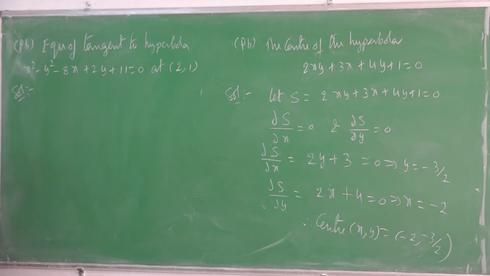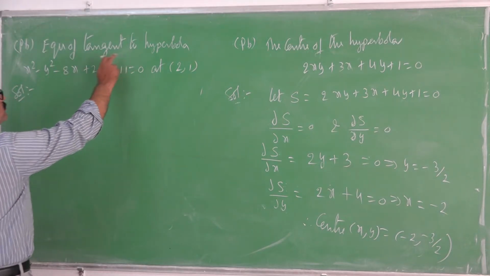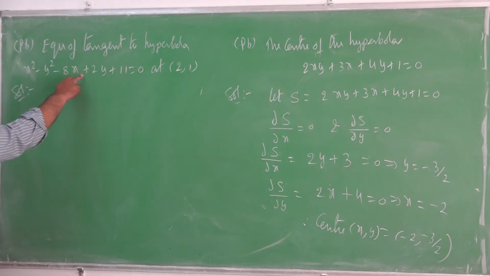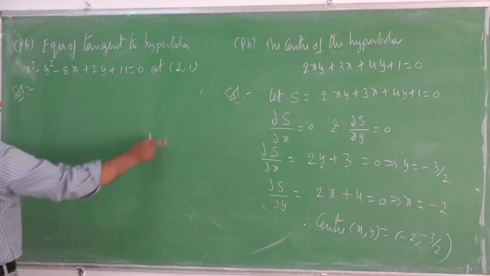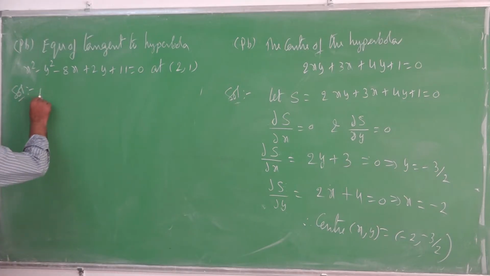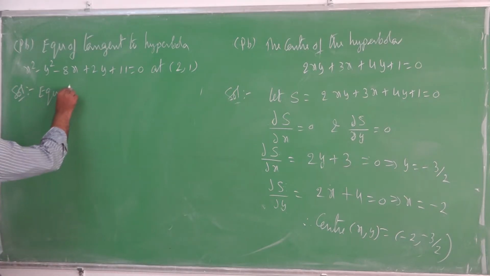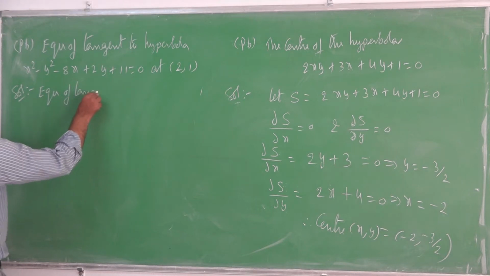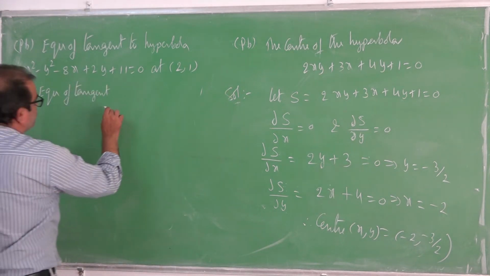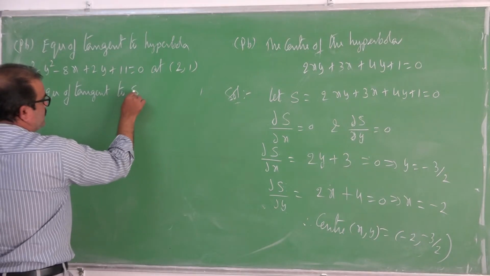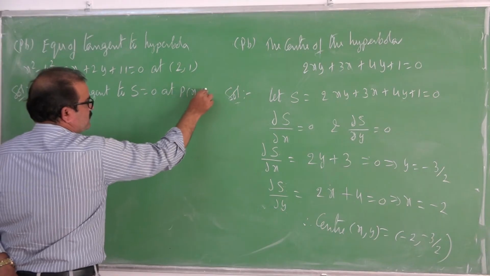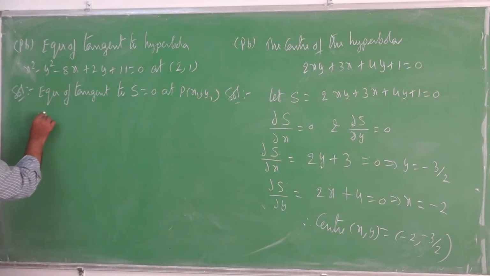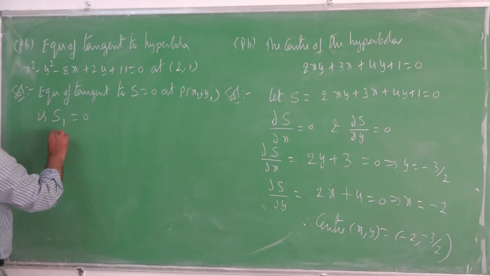We have already discussed equation of tangent to any curve, either circle or parabola or ellipse or hyperbola, at the point x1 y1 is S1 is equal to 0. Write equation of tangent to the curve S is equal to 0 at the point P x1 y1 is S1 is equal to 0. This formula is same for any curve.